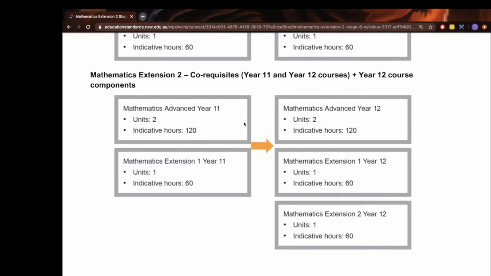So in Year 11 you would have studied the Mathematics Advanced and Mathematics Extension 1 courses. Those totaled 3 units and 180 indicative hours of classroom work. In Year 12, you will be studying the Mathematics Advanced, the Mathematics Extension 1, and the Mathematics Extension 2 courses. Note that it says 2 units for Advanced, 1 for Extension 1, and 1 for Extension 2. This is not how the units will go in your ATAR. If you are studying the Extension 2 course, your Extension 1 will become worth 2 units, and your Extension 2 will be worth 2 units.